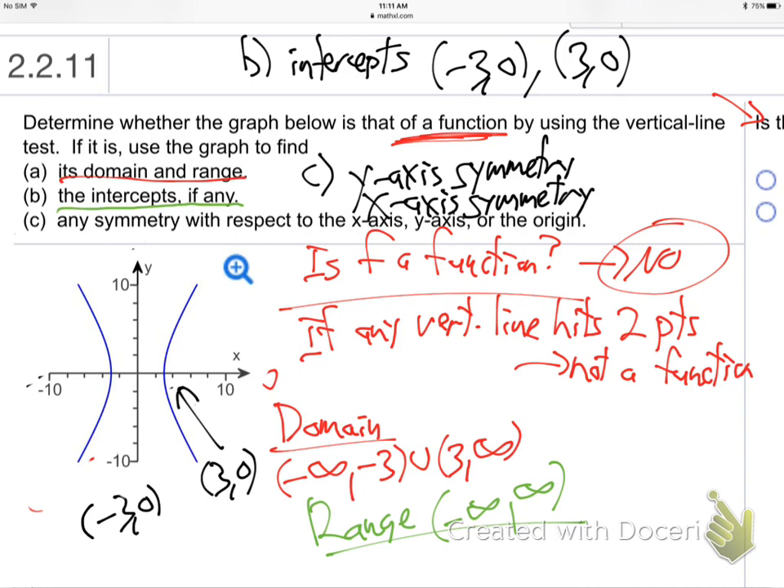All right. So the answer to C is, if they're both x and y, then would it be origin? No, origin's something different. We'll get to an origin example in a minute. I haven't explained what that is. This one just has x-axis and y-axis symmetry. We would answer both.